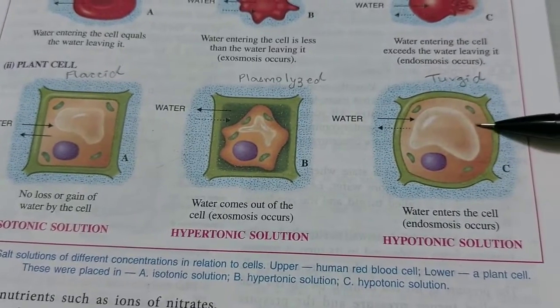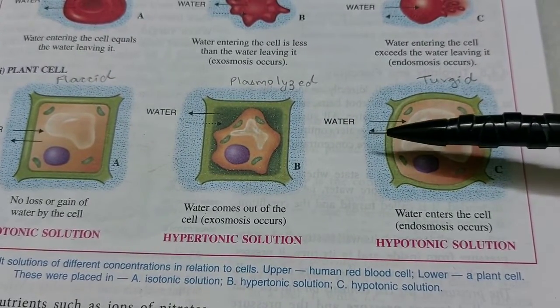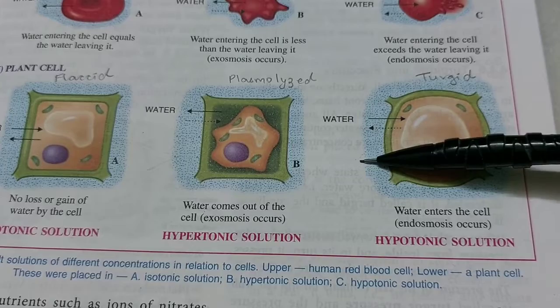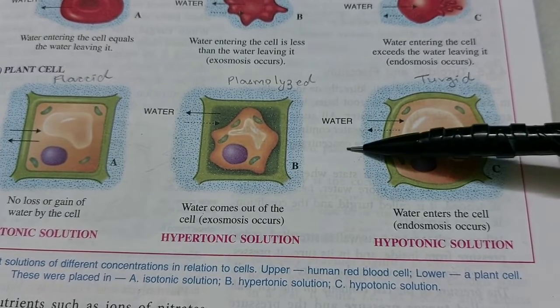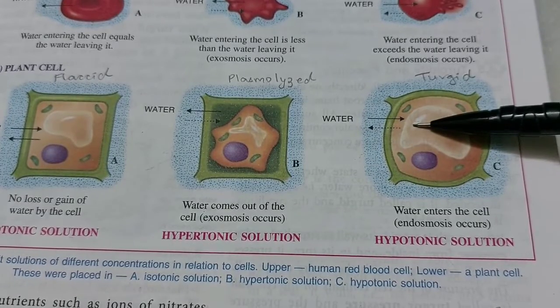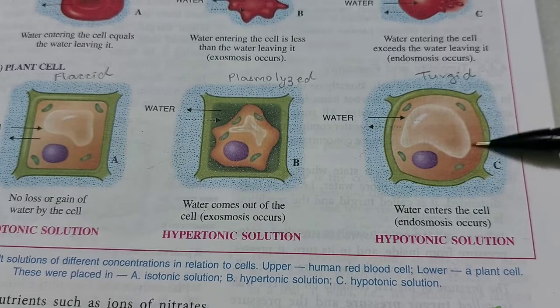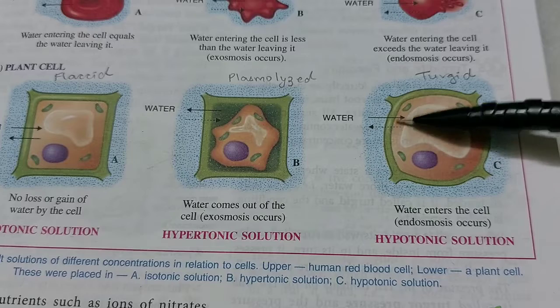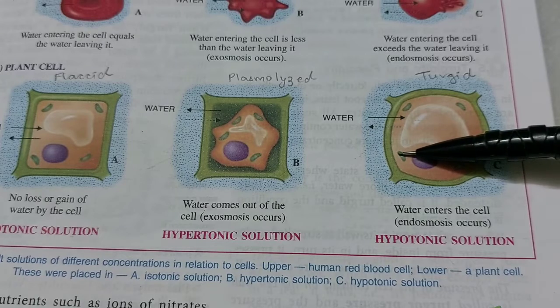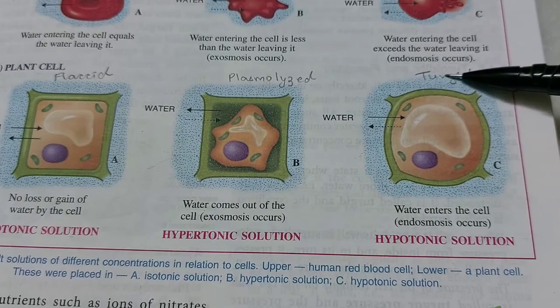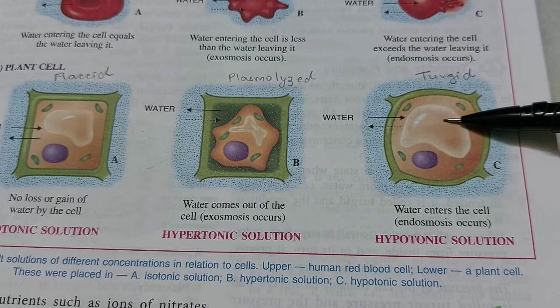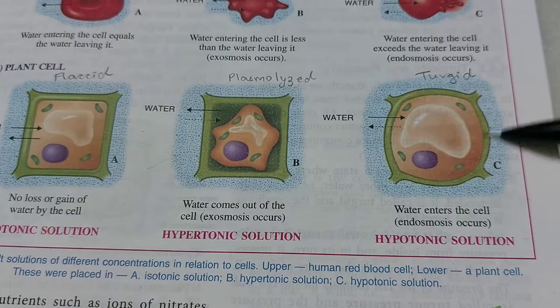Now, if the cell is kept in a hypotonic solution, that means the outside concentration is very low compared to the inside concentration, then endosmosis happens. And by the way, this is what happens in the root cells. So you can see that they absorb so much water that they swell in size. The cell membrane is pushing against the cell wall. Such a state is called turgid state, or this phenomenon is called turgidity. The cell won't burst because the cell wall is quite rigid.